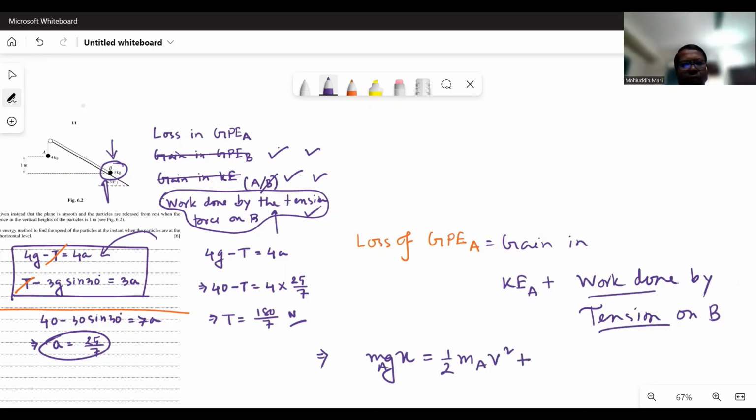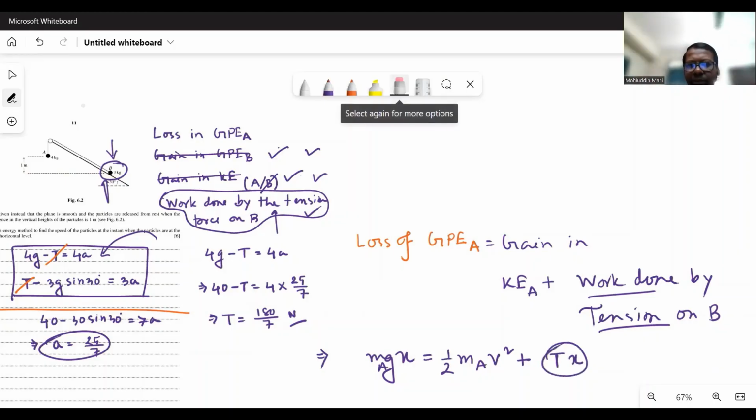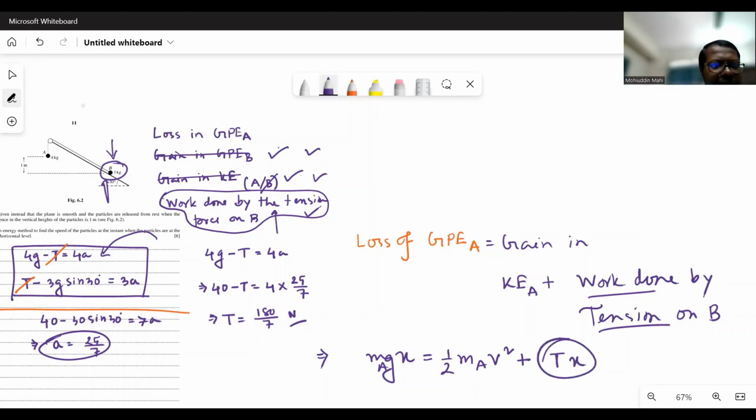So tension, work done equals to force into displacement. Tension into X. Now we have to consider X. Why? Because A is descending X amount of distance in downward direction. B is ascending in upward direction along the slope by X amount, along the slope because the tension is acting along the slope. Work done equals to force into distance moved in the direction of the force. So that means we need to consider the distance that is moved by B in the direction of the tension force. All right, so T into X.